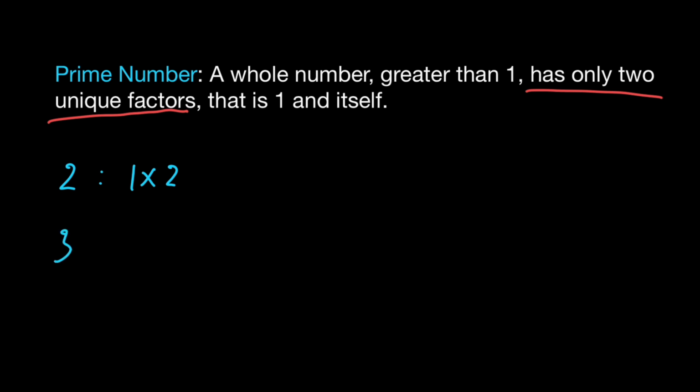So there are no other numbers that will give you 2, only these two unique factors. 3 is also a prime number because 1 times 3 will give you 3, and we have only two unique factors. There are also a few common prime numbers like 2, 3, 5, and 7. If you like, you can check these numbers by yourself.